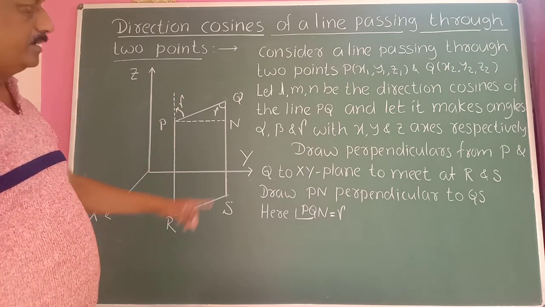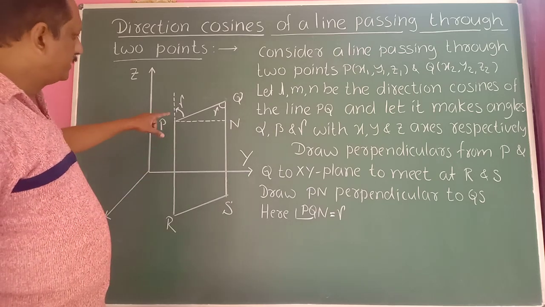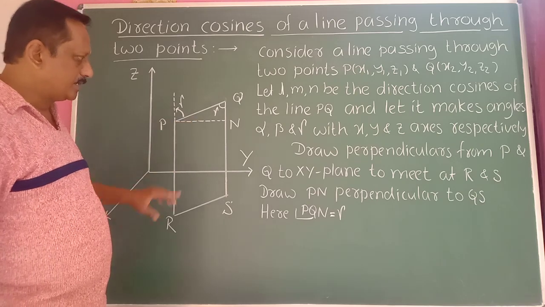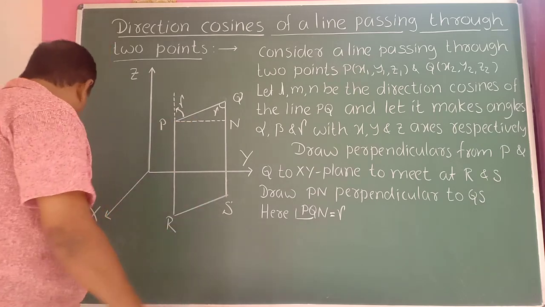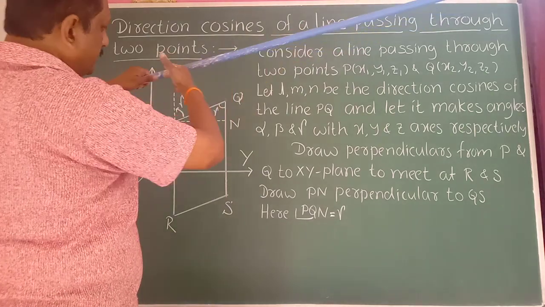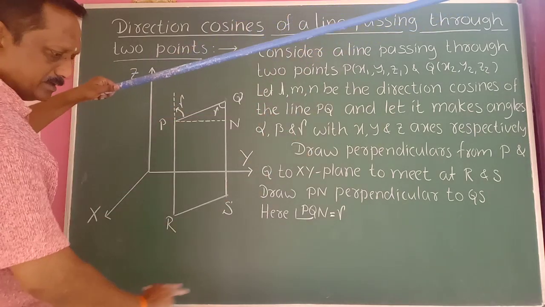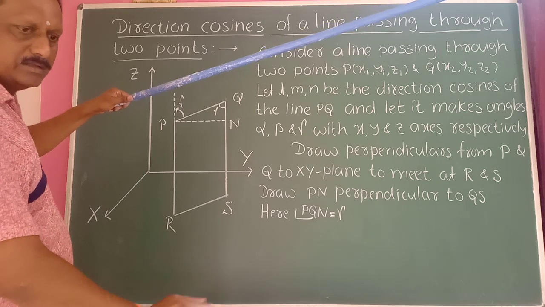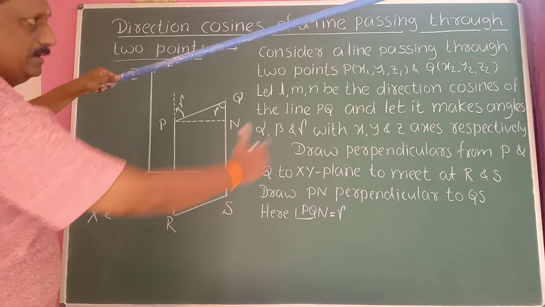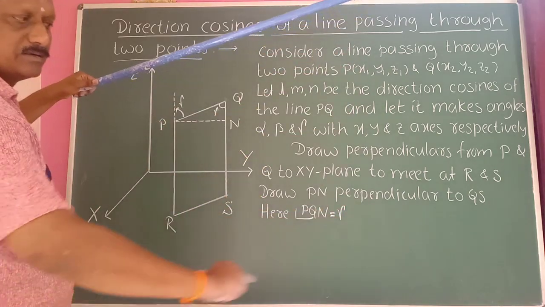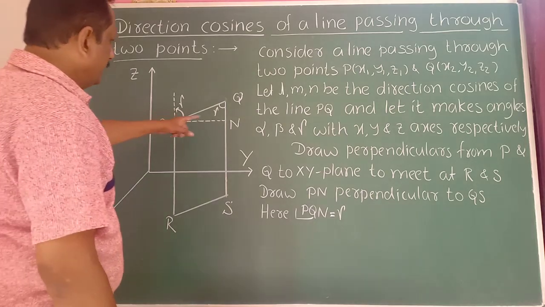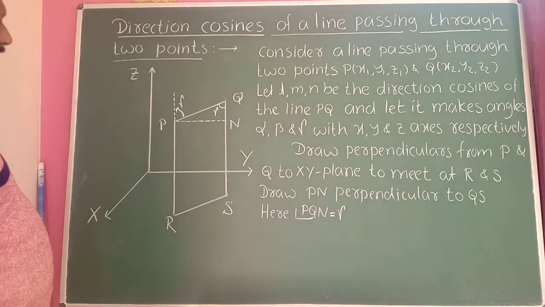Next, draw perpendiculars from P and Q to the xy plane. This floor itself is the xy plane. Consider the line segment PQ. Just draw a line perpendicular to this xy plane. Draw PR and QS perpendicular to this xy plane. Next, draw PN perpendicular to QS.